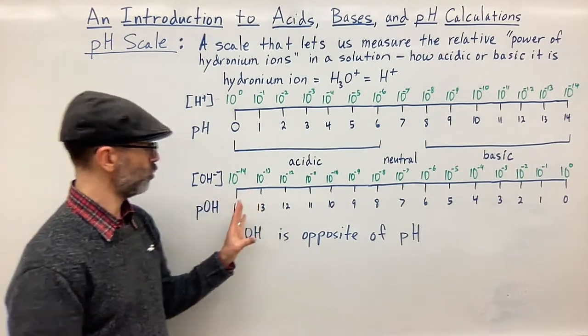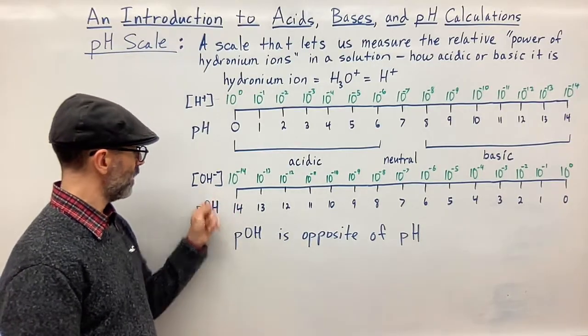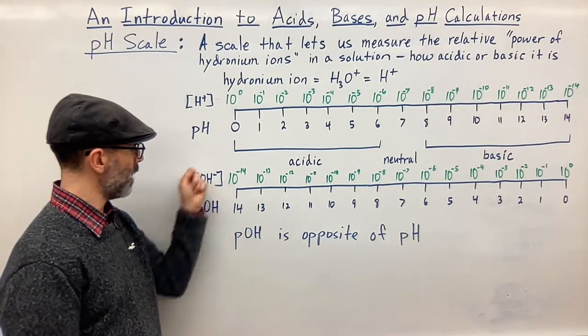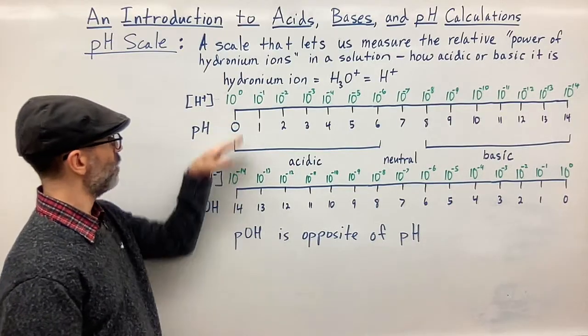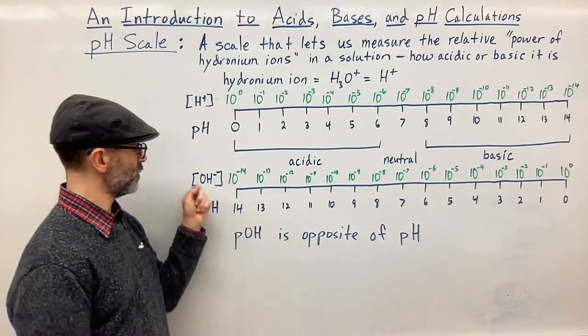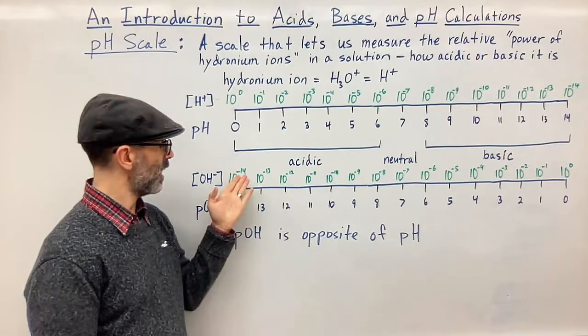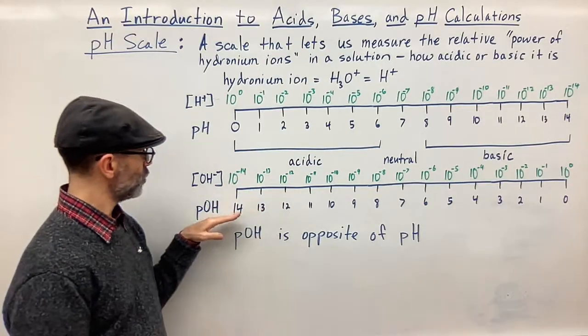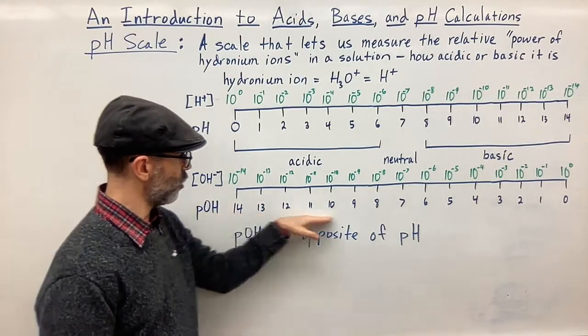And so we can also look at this from the pOH scale. The pOH scale is the opposite, and we're looking at the OH minus concentration. So it's the opposite of our pH scale. So the pOH scale is referencing the concentration of our OH minus in solution. So again, we can see this is 10 to the negative 14 and 14, and so on.